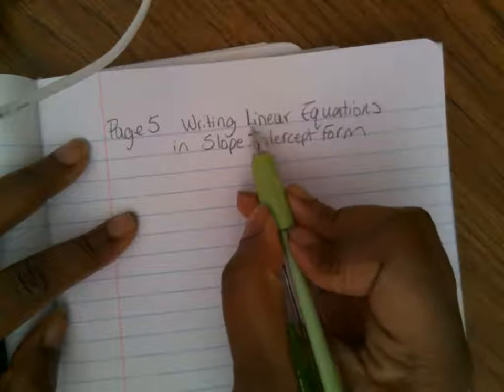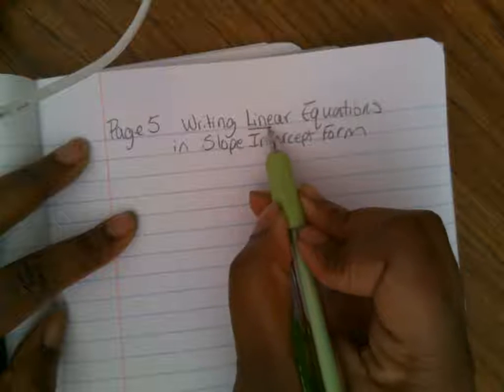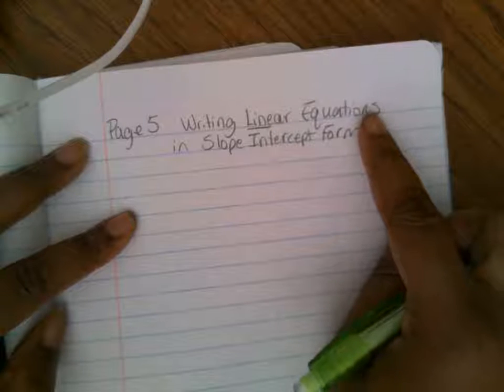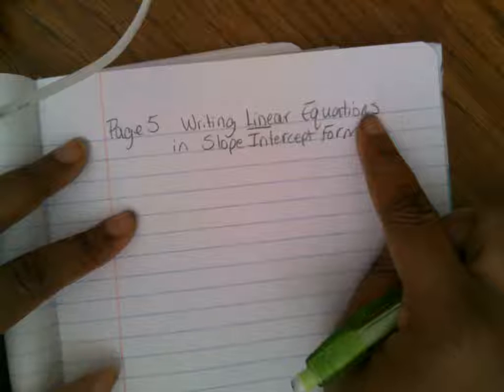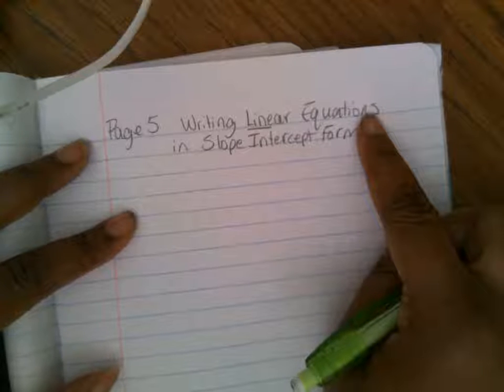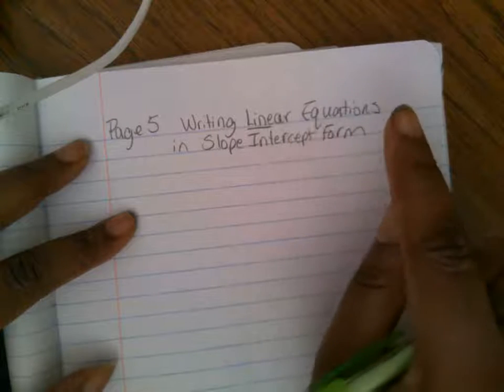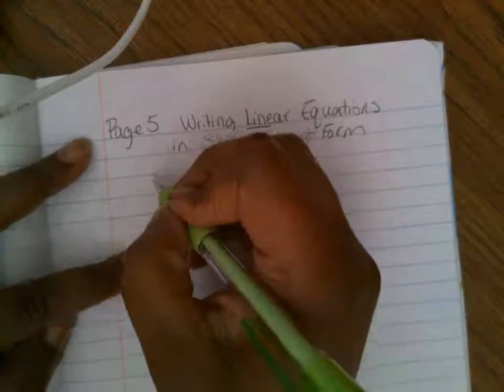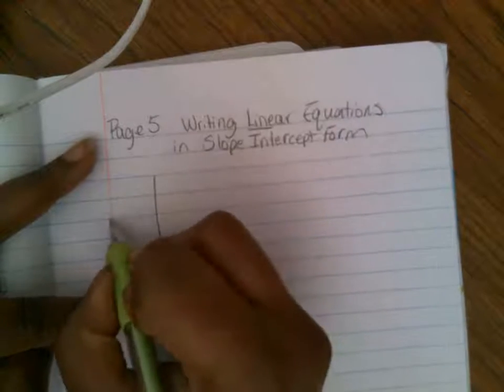Remember, linear equations, the smaller word in linear is line. Linear equations are equations that graph straight lines. And straight lines look like this.